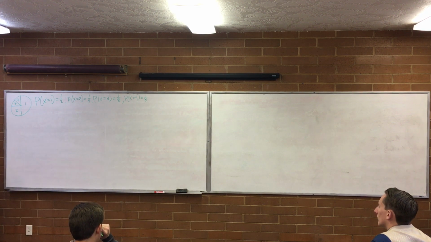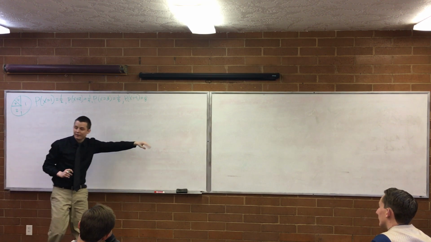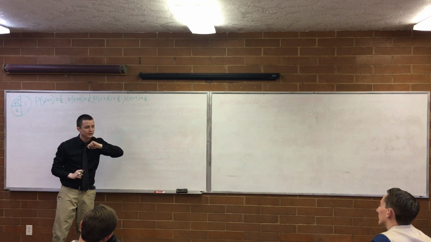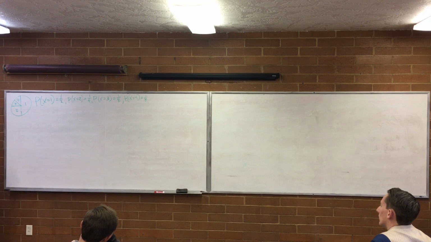Okay? So now the question might be, if I play this game a ton of times, what would I expect my average value to be if I spin this spinner a ton of times? So if I spin this 100 times, and I write out those 100 numbers, and then I average all those numbers, what would I expect that number to be? 2.